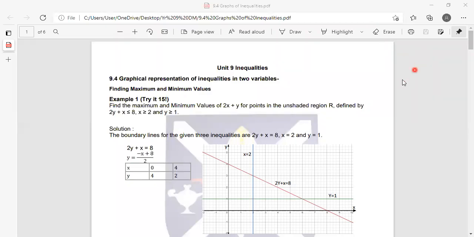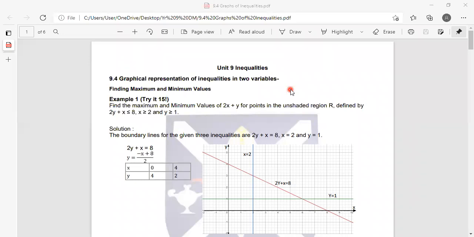Okay, in today's lesson, you'll be learning how to find maximum or minimum values of expressions in a region defined by a set of inequalities. Okay, so that's the topic for today. We've already seen how to represent a set of inequalities graphically, that we've seen before the school closed.